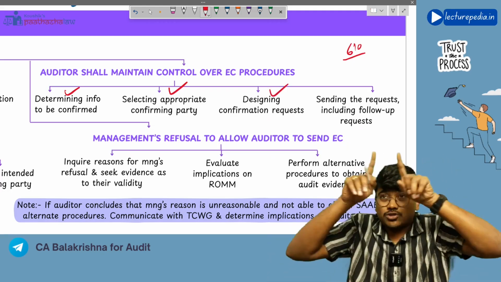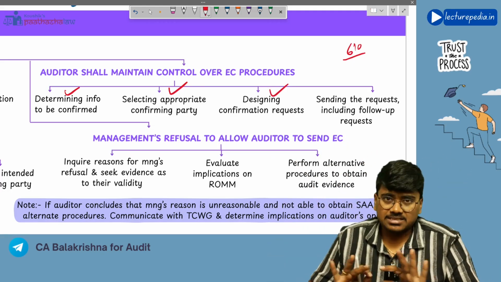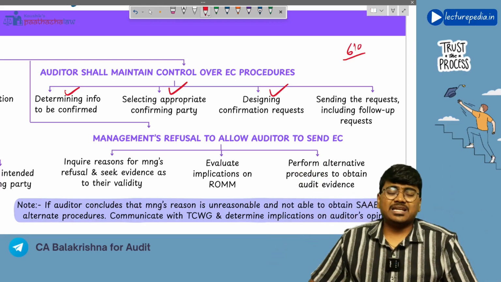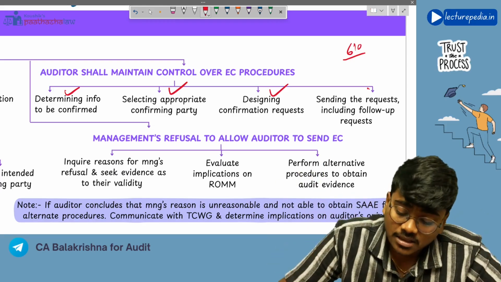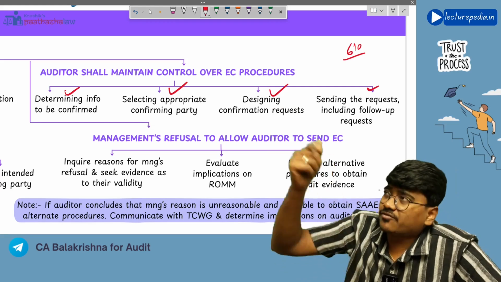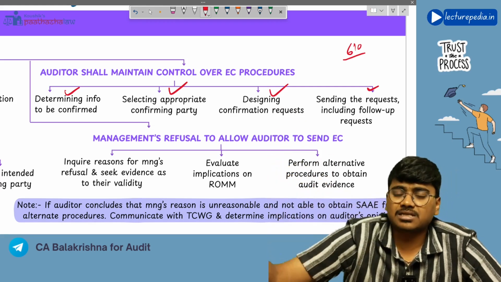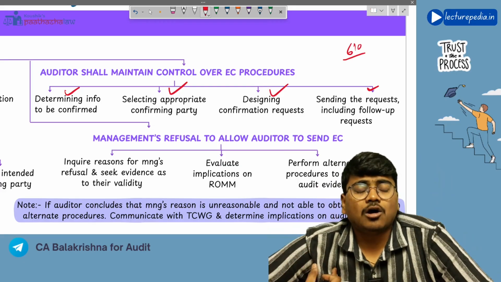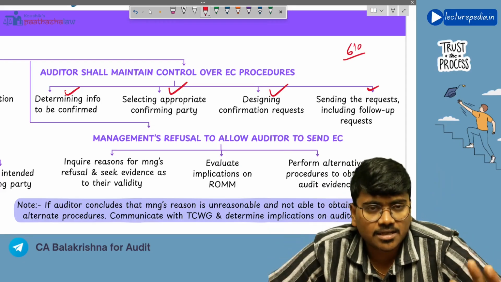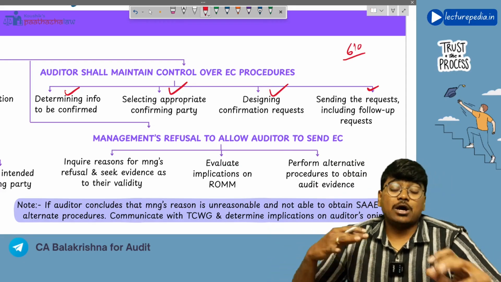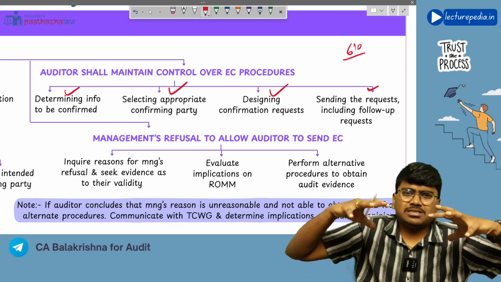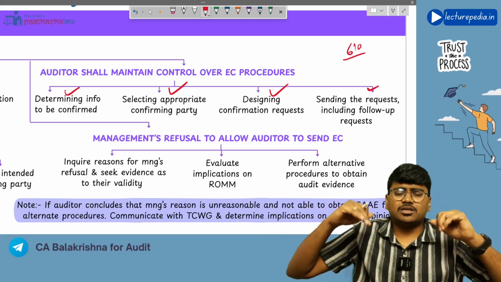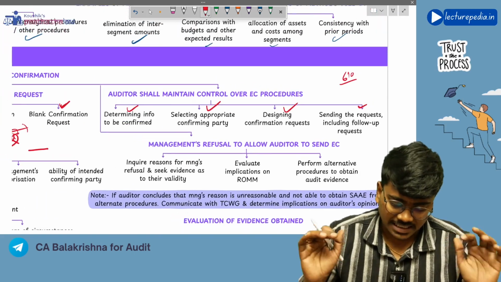Next, he himself has to design the procedures, design the confirmation request, and send the request. He should not assign this task, and the follow-up request should also be made by the auditor himself. Understood? So the auditor should have complete control over this entire external confirmation process.